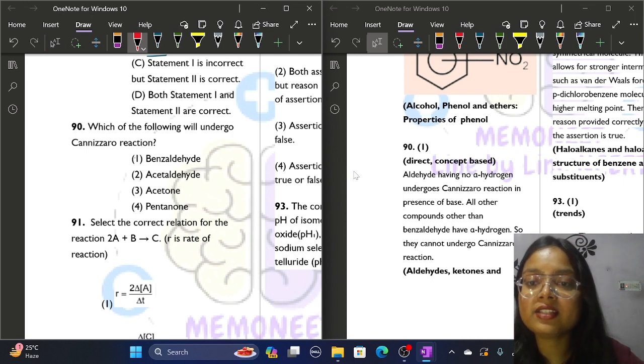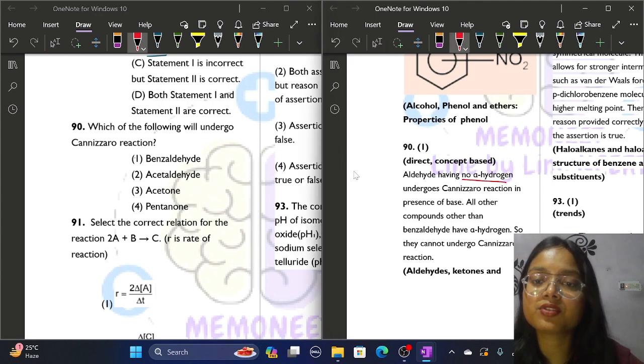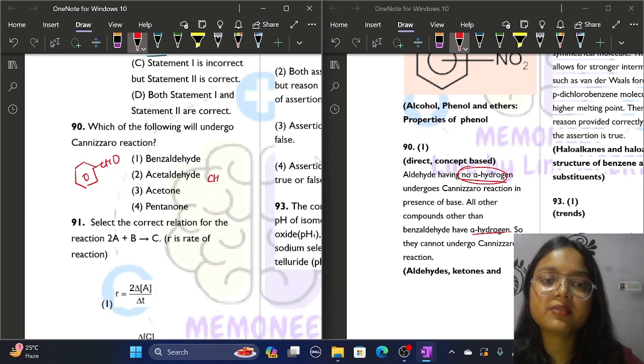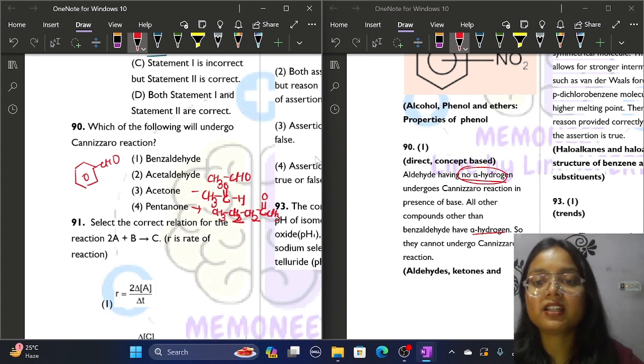For the Cannizzaro reaction, an aldehyde which does not have any alpha hydrogen undergoes the Cannizzaro reaction. All compounds other than benzaldehyde have an alpha hydrogen. So benzaldehyde has this type of structure, with CHO. Acetaldehyde is CH3CHO. Acetone is CH3COCH3, and pentanone is CH3CH2CH2COCH3.